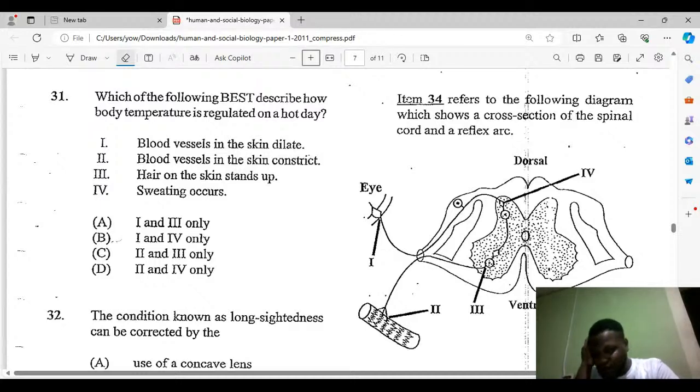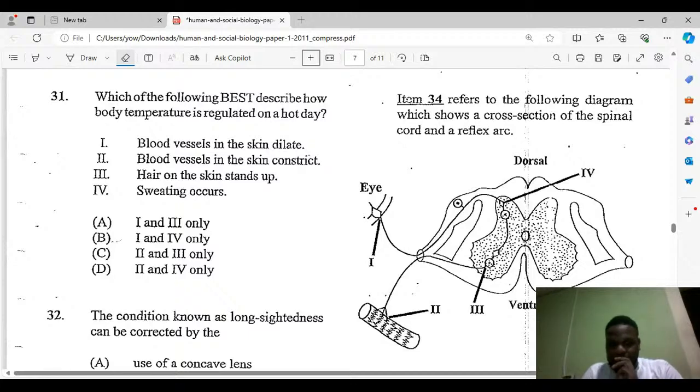So the answer would be B, because of course you know sweating occurs. So that's obvious, right? We don't know what else goes with sweating. So it would be vasodilation, right? And so we have vasodilation, which is I, and sweating, which is IV. All right, so the answer would be B.